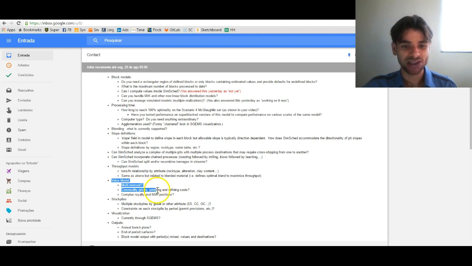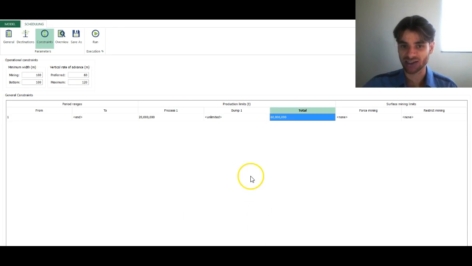Value model, multi-element, commodities, melting. Well, everything is possible because SimSched doesn't have a calculator that's ready. What SimSched needs is the economic values for each block if I send the block to a given destination. So you can put whatever calculation you want to do, varying by bench and varying by whatever you have. And also you can have multiple economic models and import all the economic models at the same time.